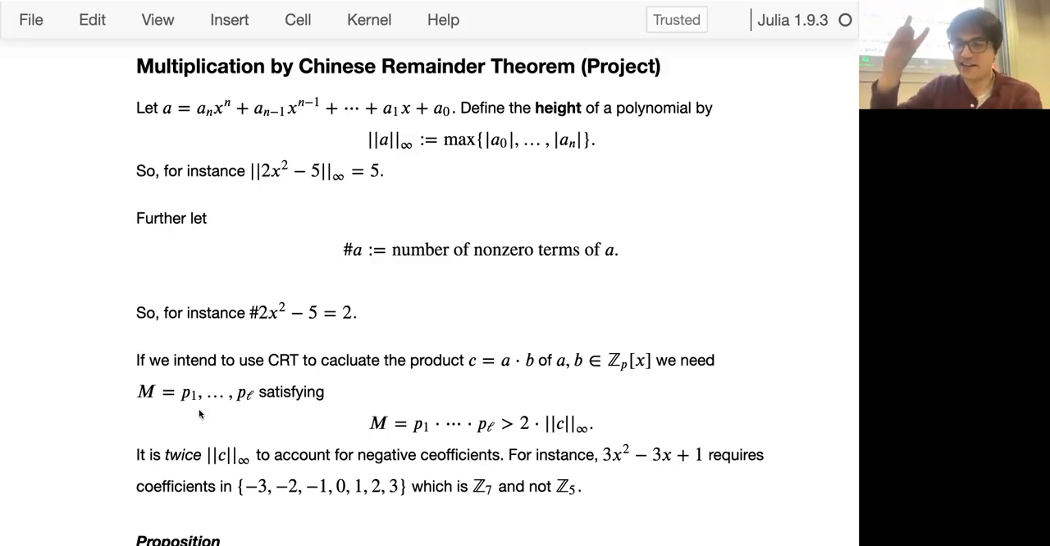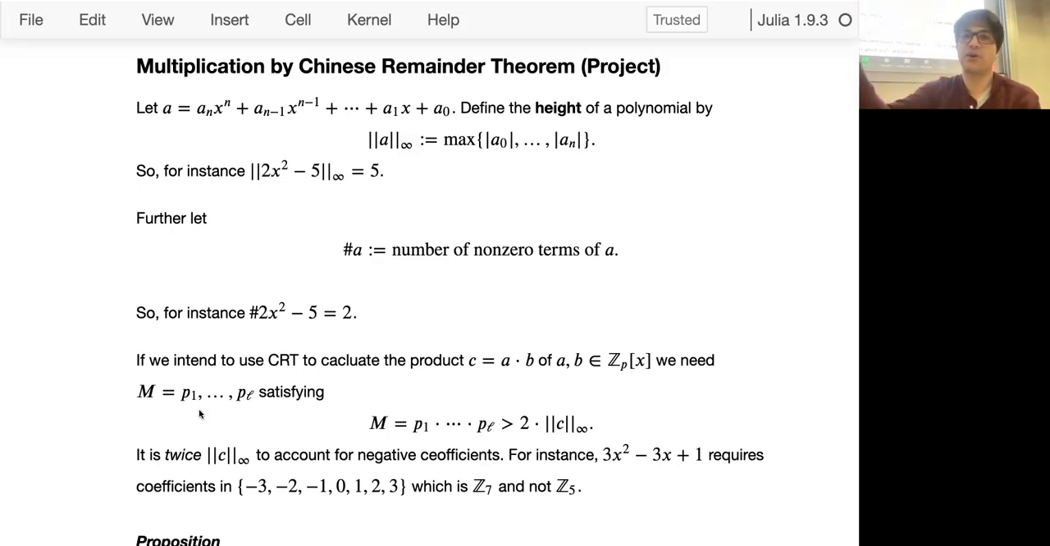I want to extend the Chinese remainder theorem to polynomials, so there's some terminology we're going to need. Here's a polynomial A. Its leading term is a_n x^n, so it has degree n. And I want to define the height.